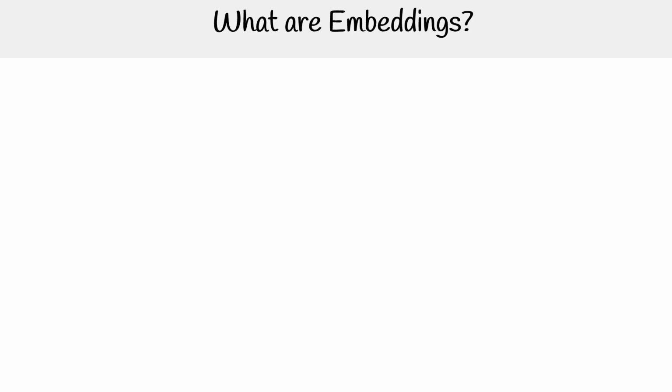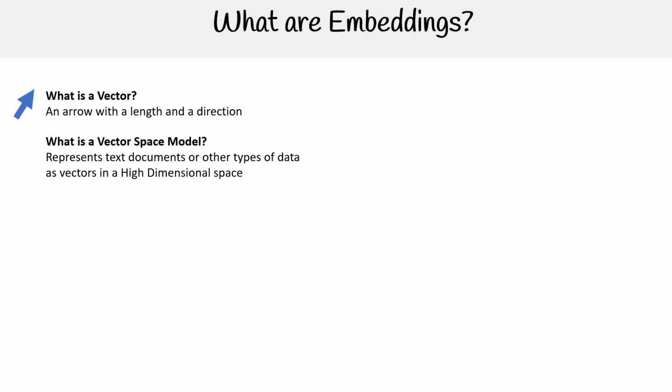So what are embeddings? Well, before we can answer that, we need to answer what is a vector. A vector is an arrow with a length and direction. That is the simplest explanation. If you're talking to a mathematician, they're going to have a fancier explanation. But the reason why this matters is that a vector needs to exist in a vector space.